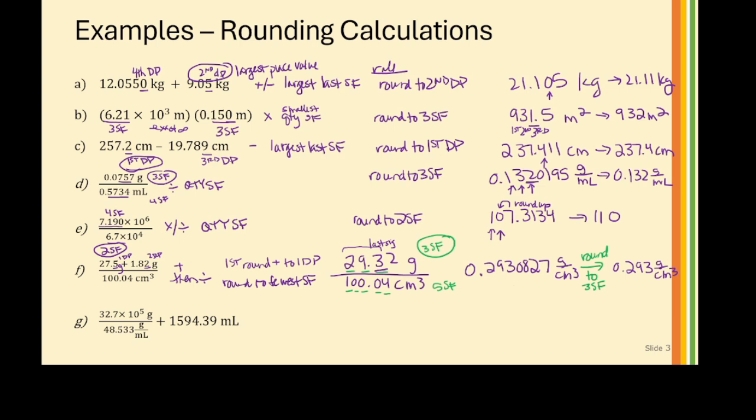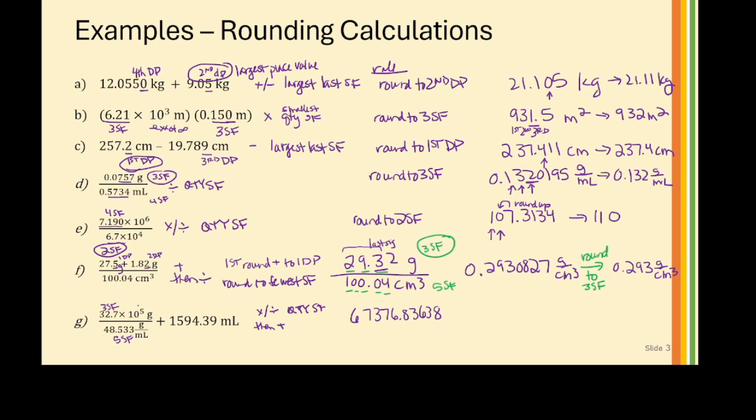Similarly, this one is also mixed operation, but first I'm going to do multiplication, division, then adding. So my first rule will be to round to quantity sig fig. So let's perform that first one. So 32.7 times 10 to the 5 divided by 48.533, and I get 67376.83638. And this one has 3 sig figs. This one has 1, 2, 3, 4, 5 sig figs.